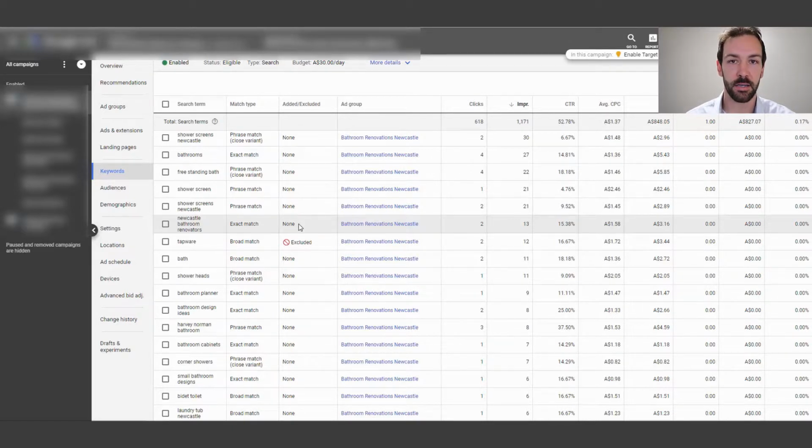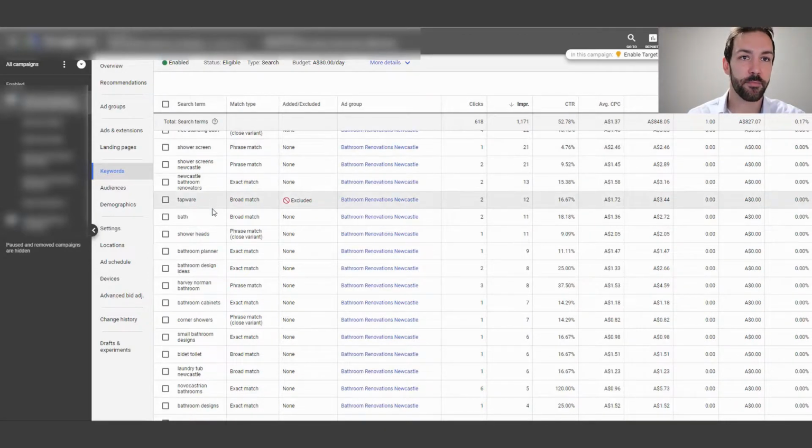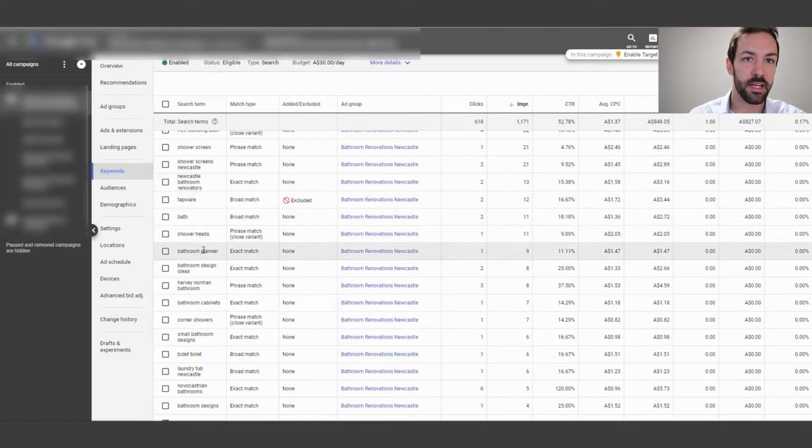In the United States, they typically call it bathroom remodeling. This company's in Australia, so we call this bathroom renovation. So what we can see here is that there's just a whole host of keywords that aren't real specific. They're specific in an industry-based way, but they're not specific to the actual service. So we can see here that tapware, shower heads, bathroom planner, not so much.